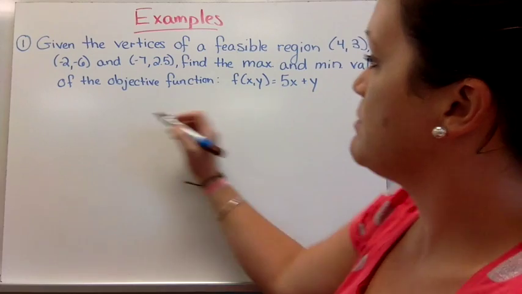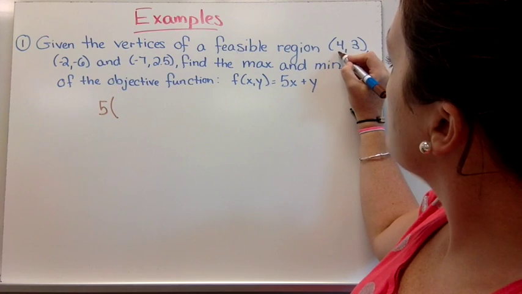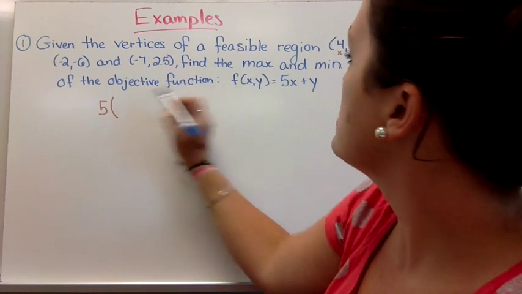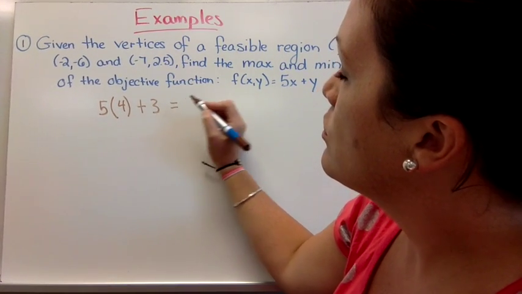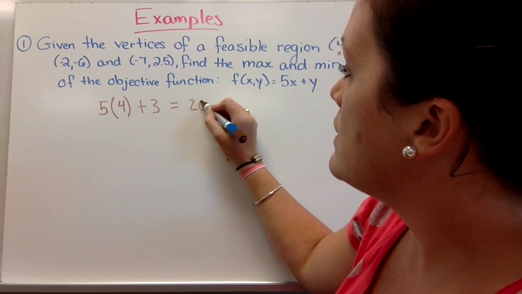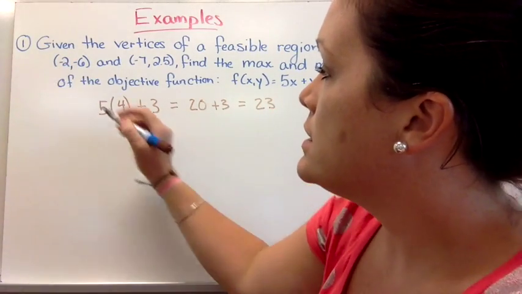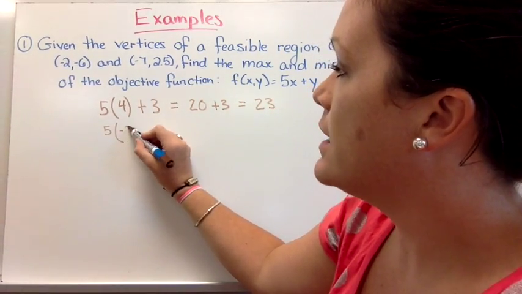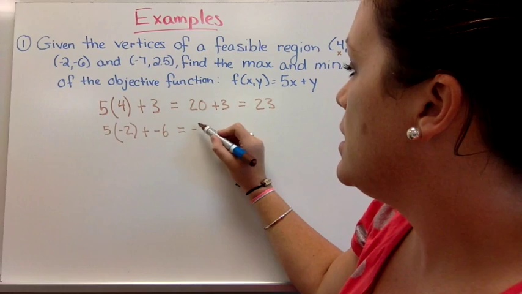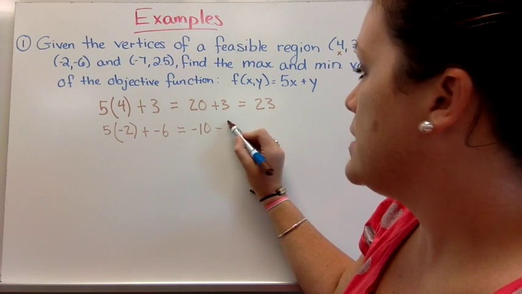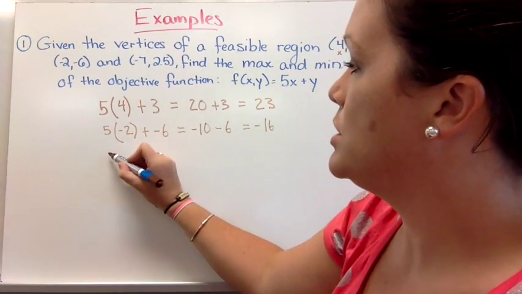So I'm going to take 5x + y, and I'm going to plug in my first point. So 4 was my x, 3 was my y. So 5 times 4 plus 3 would give me 20 plus 3, which is 23. Then I'm going to plug in the second point they gave me. So 5 times -2 for x plus -6 for the y is going to be -10 plus -6, or -10 minus 6, which is -16.